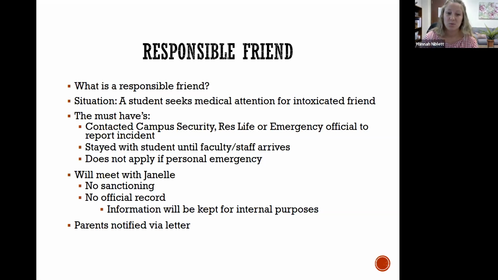So these students, the responsible friend, will meet with Janelle in the Community Accountability Office. However, they don't have any sanctioning, and it doesn't go on their official record. This information will just be kept for internal purposes so that if the student gets in trouble again for underage alcohol or whatever the case may be, we know that this has happened in the past. But the parents are notified via letter. And this is just so that the student is held responsible for their actions, but it doesn't have any long-term effects because they did the right thing by calling and seeking medical attention for their friend. If you have any questions about that, you can ask me or you can ask your RD.